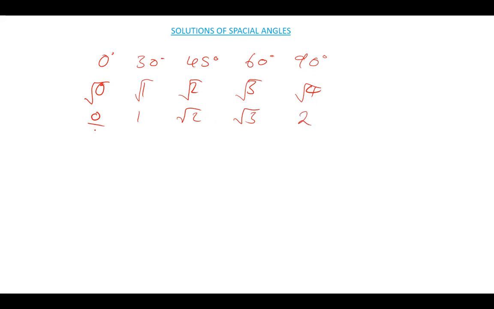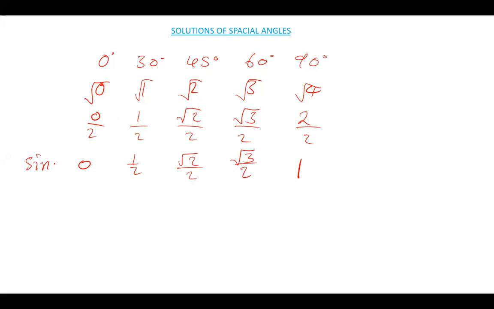Then from there, we can divide everything by 2. So now let's find the answers. 0 divided by 2 is 0. Then 1 divided by 2, we just leave it like that. The root of 2 divided by 2 is just root 2 over 2, also an irrational number. The root of 3 divided by 2 is also irrational. And then 2 divided by 2 is 1.